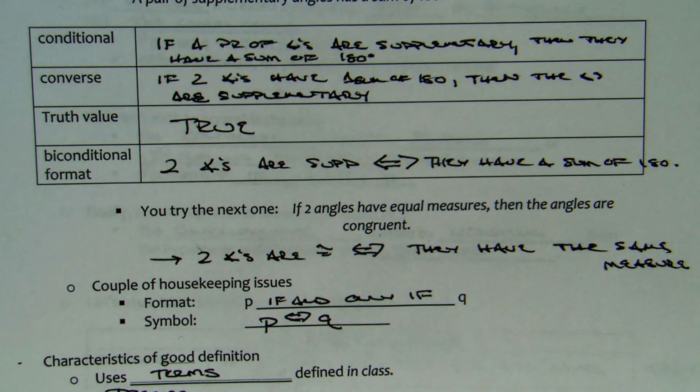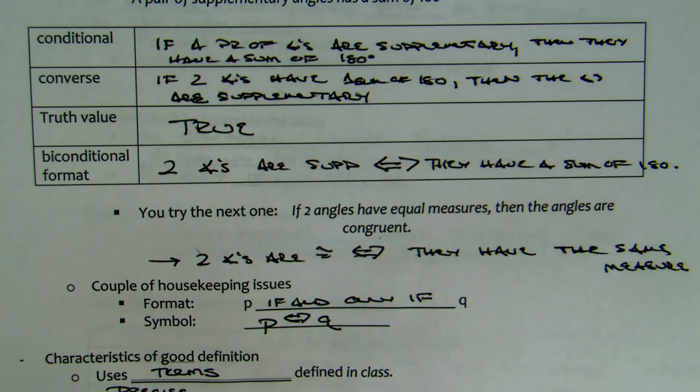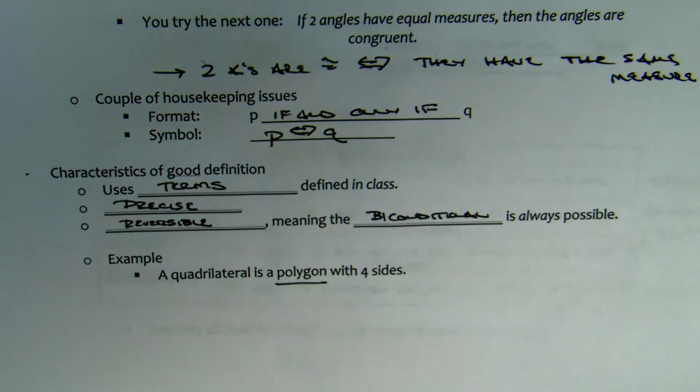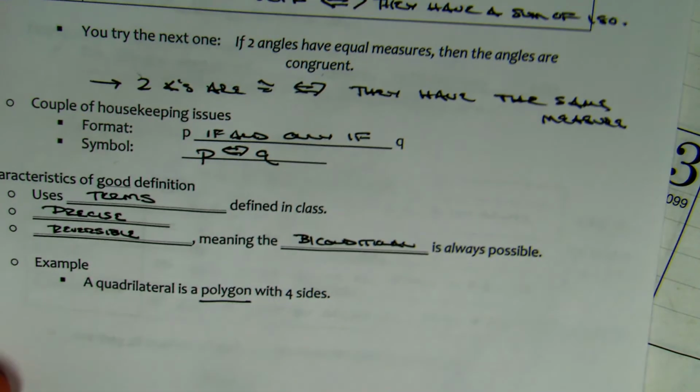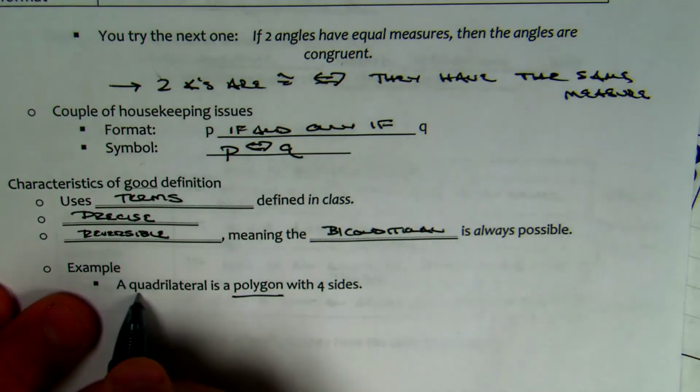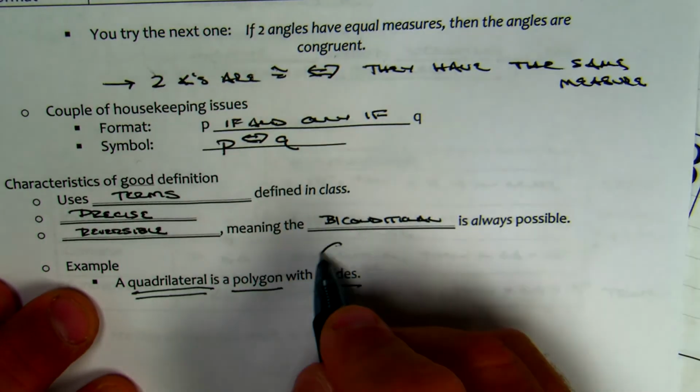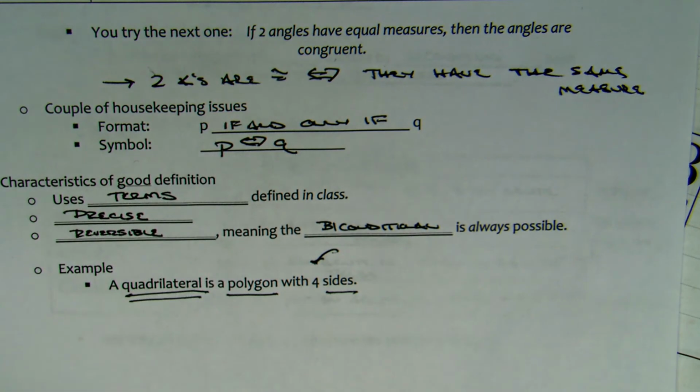A quadrilateral is a polygon with 4 sides. Boom, we're using terms like polygon that hopefully you've seen before. All right. Quadrilateral, we know what we're talking about. Sides, we know what that is. Precise, numbers. So we're using terms. So we could rewrite that in biconditional format. A polygon is a quadrilateral if and only if it has 4 sides. A polygon has 4 sides if and only if it's a quadrilateral. So that's a good definition.